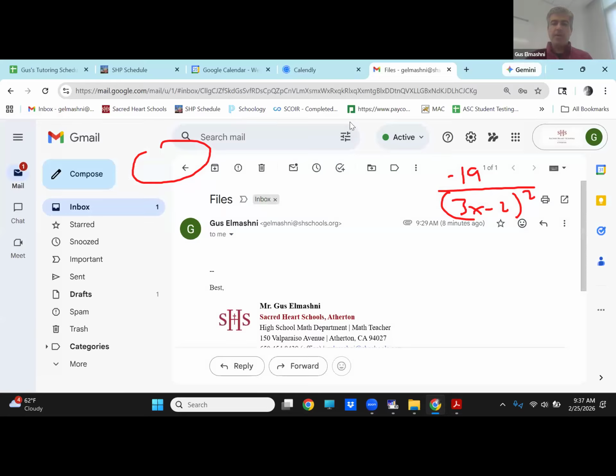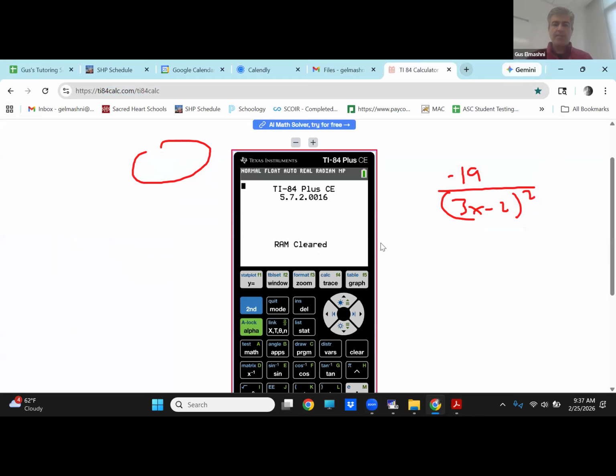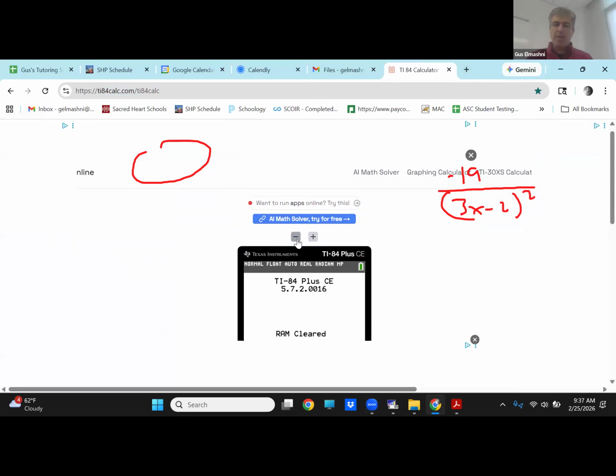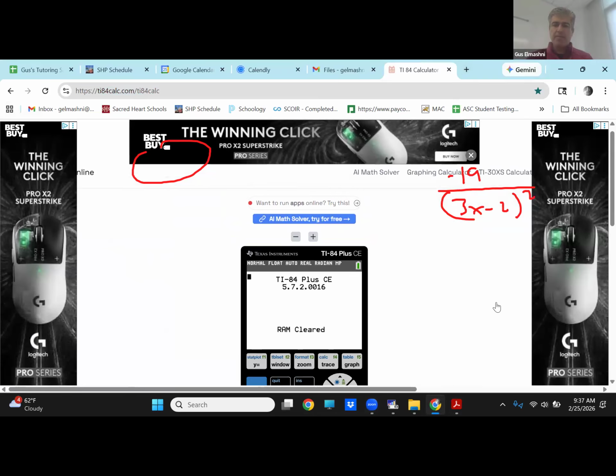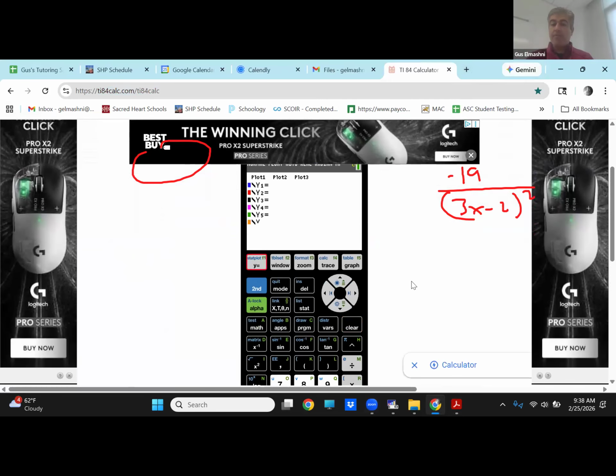If you go to your TI-84 calculator, I'm sure you can do this in Desmos, but I haven't really explored Desmos enough, so it's a little hard for me to do that. And this is so annoying, all these ads. So you could just graph the derivative.